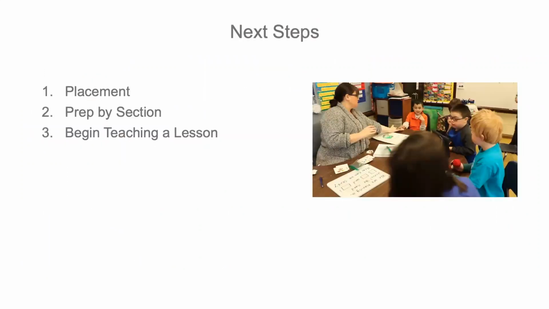As we complete our webinar today, the next steps to take is first to make sure that you have established your starting section by placing your students in a chapter and section in the curriculum. Once you have that placement established, you can then start preparing for those lessons by section. Remember to use the materials list by section document to help you prep. Finally, after you have prepped your materials and established the expectations during your math time with your students, you can begin teaching the equals math lessons.